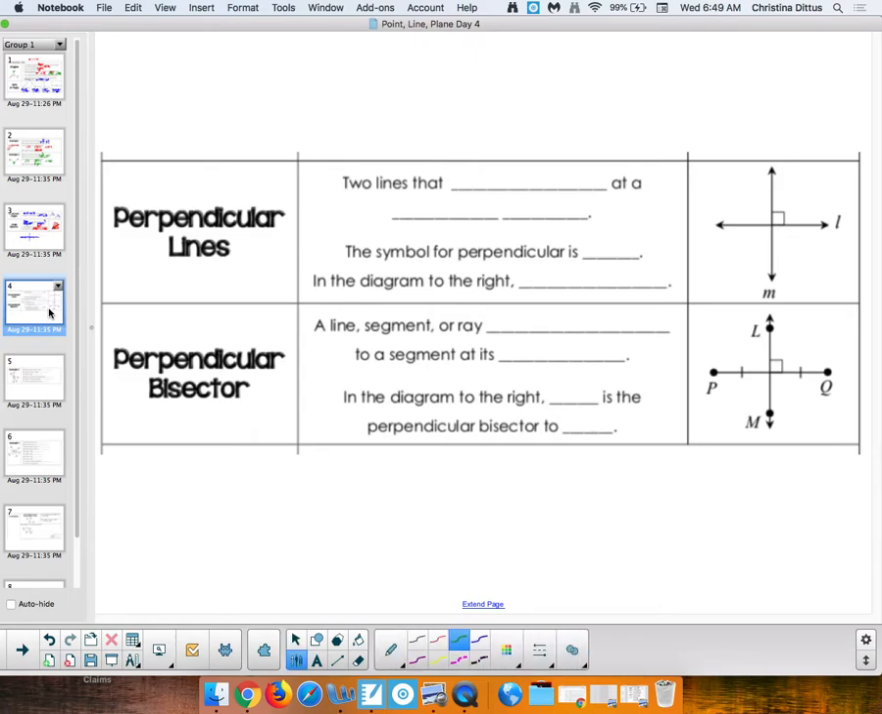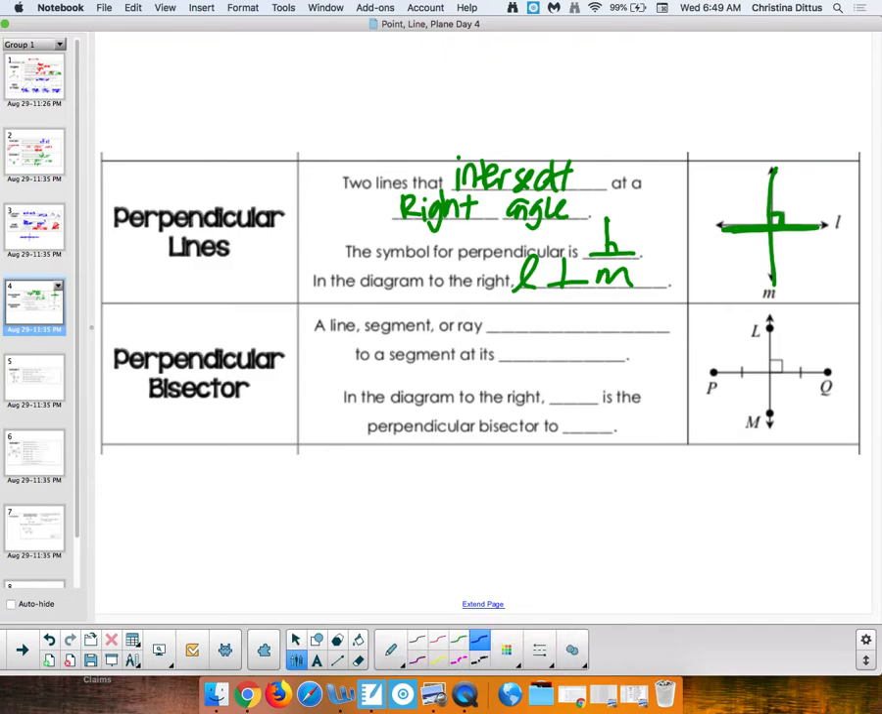Perpendicular lines, I feel like you can learn this in algebra. Two lines that intersect, meaning they cross. Whoa. They intersect at a right angle, or they intersect to make a right angle. Right angle, again, being 90, always marked by our little box. The symbol perpendicular, we use like an upside down T. We don't ever really mark it, you can if you want. In the diagram to the right, we say line L right here is perpendicular to line M here. Again, noted by that box.